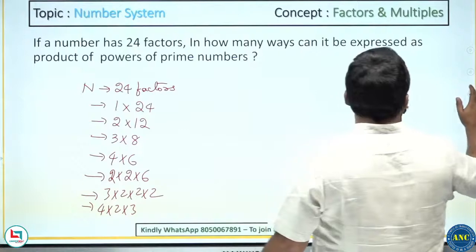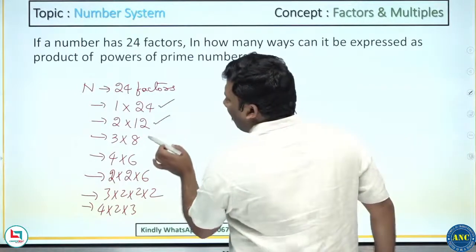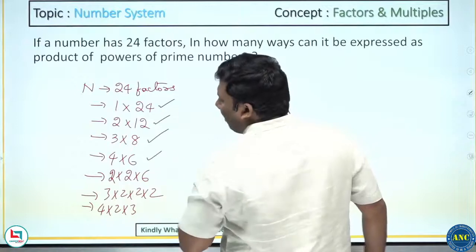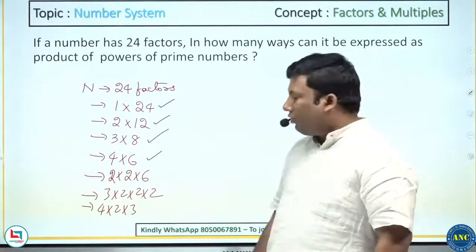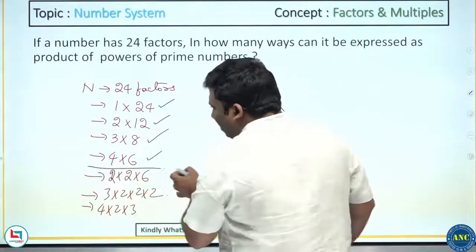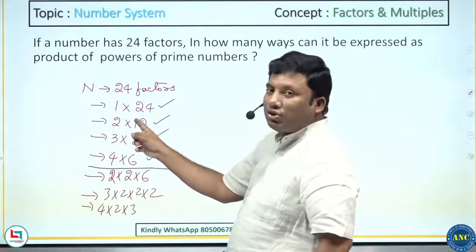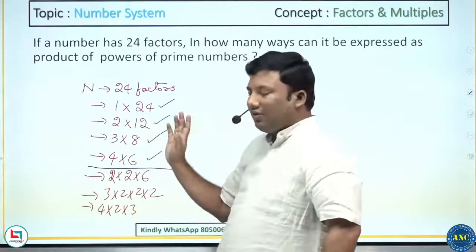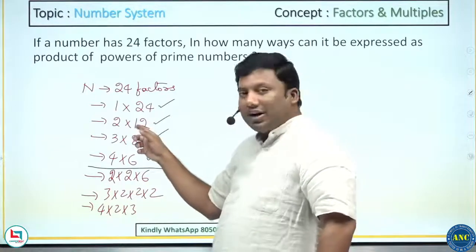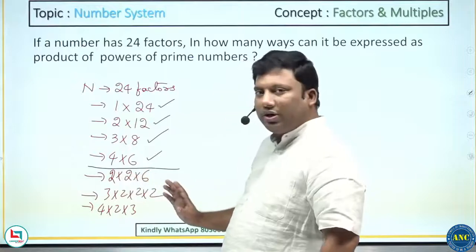Now see here, how I wrote it, again I am explaining. First decompose as a product of two numbers: 1 into 24, 2 into 12, 3 into 8, 4 into 6. Then get into the 3 parts. 24 is 2 into 12; 1 into 2 into 12, already we got. 1 into 3 into 8, already we got. So I went to the next number. 12 can be written as 2 into 6: 2 into 2 into 6.